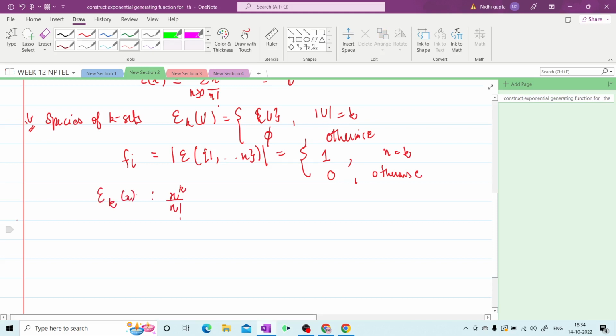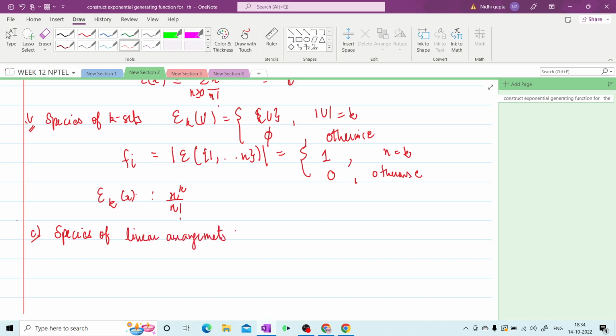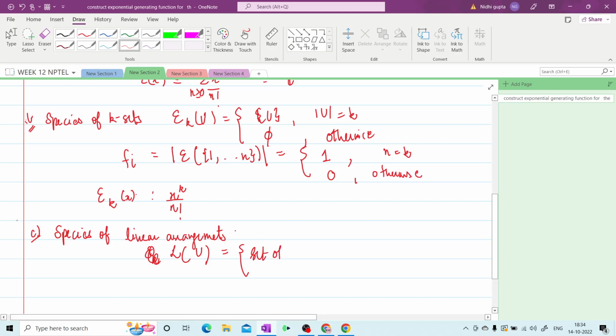Then the third was the species of linear arrangements. It was denoted by L. It sends each finite set U to the set of linear arrangements on the elements of U.